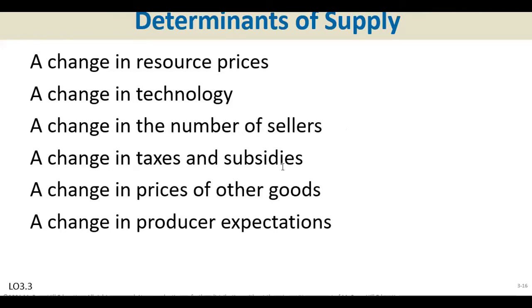Change in taxes and subsidies. Taxes here are part of the supplier's cost of production, right? If there are higher taxes, the supplier is going to incur higher costs, so they will probably put a lower supply on the market. Subsidies work as the inverse of taxes, right? Giving money to the supplier reduces the cost of production, so they will tend to produce more.